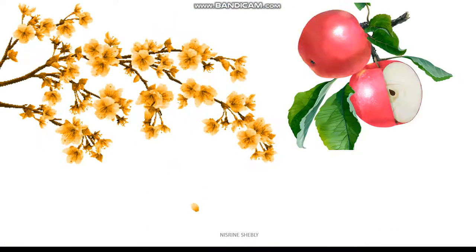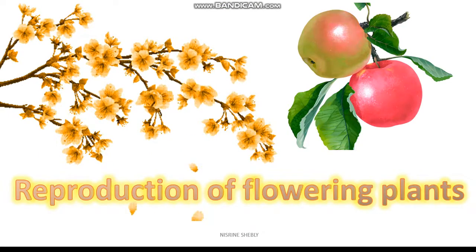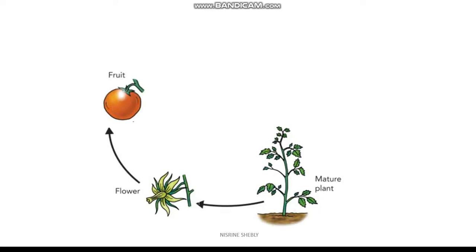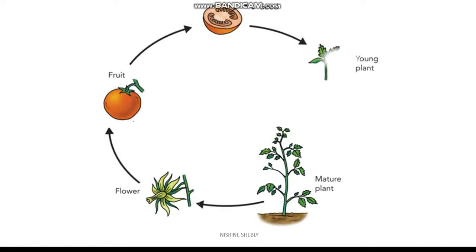Our lesson today is reproduction of flowering plants. Life cycle of plants. Mature plant can carry flowers. The flowers are transformed into fruits. Fruits have seeds. Each seed is transformed into a young plant through a process called germination.